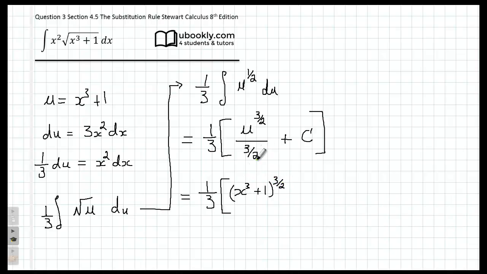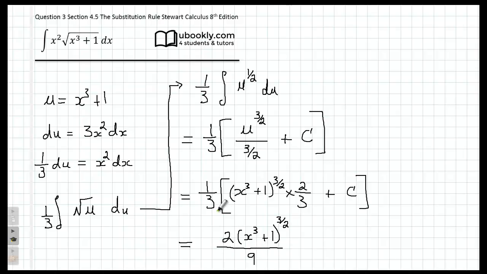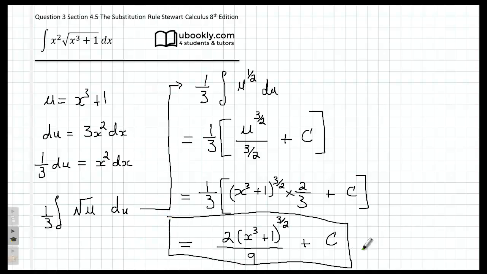And I'm going to take this denominator and flip it over and multiply. I'll get times 2 over 3 plus c. Okay, simplify that further. I'll get 2 times (x cubed plus 1) to the power of 3 over 2, all divided by 9, because you've got this 3 and this 3, plus c. Well, it's c over 3, but a constant over 3 will just remain constant. And that would be my final answer. Okay, next question.